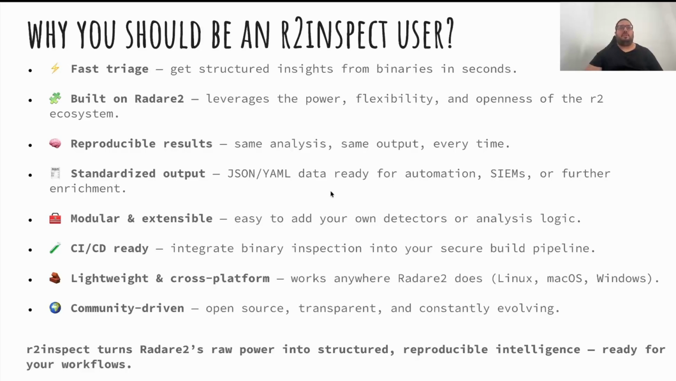The intention is to have something lightweight and cross-platform that can work anywhere Radare2 is actually working. We know that Radare can be executed even inside a coffee machine. So the idea with R2Inspect is to have the same compatibility and be able to run it on Linux, on macOS, and on Windows. The idea is to follow the same philosophy as Radare2 and be a community-driven project. We need something open source, transparent, and constantly evolving.